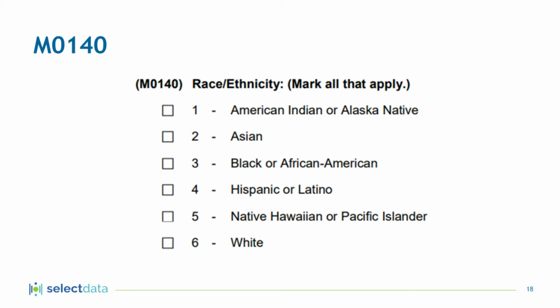Response 5, Native Hawaiian or other Pacific Islander. A person having origins in any of the peoples of Hawaii, Guam, Samoa, or the Pacific Islands. Response 6, white. A person having origins in any of the original peoples of Europe, the Middle East, or North America.